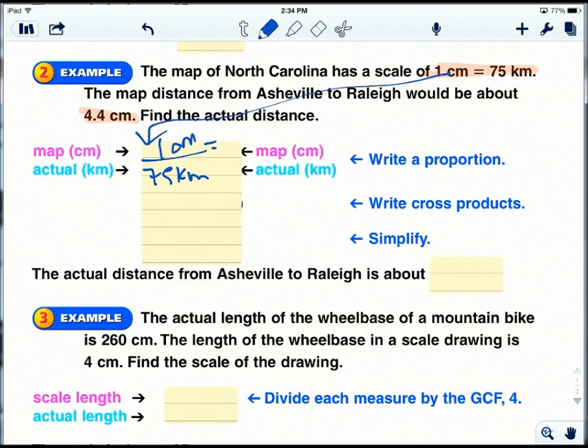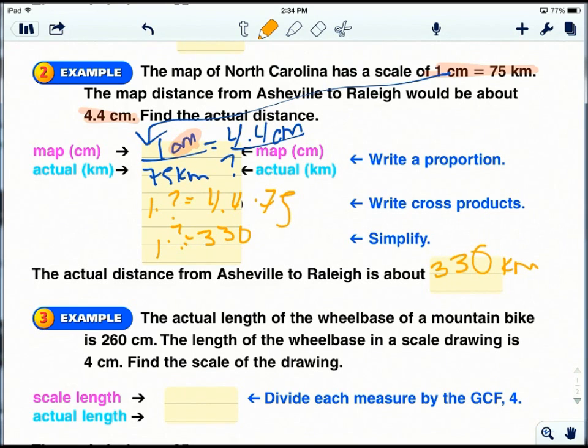And on the other side, we're going to write what we know. Well, we know the distance on the map is 4.4 centimeters. Again, centimeters was on top, so I'm going to put centimeters on top. And I don't know the denominator, it's my question mark. So I'm going to do my cross products again. So I have 1 times question mark equals 4.4 times 75, and that gives me 330. So some number times 1 is 330, so my final answer is 330 kilometers.